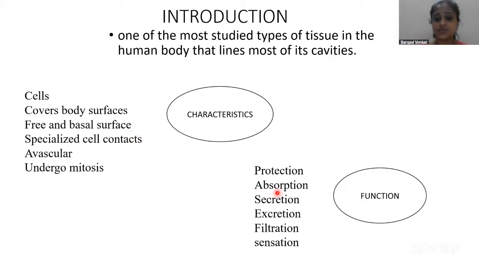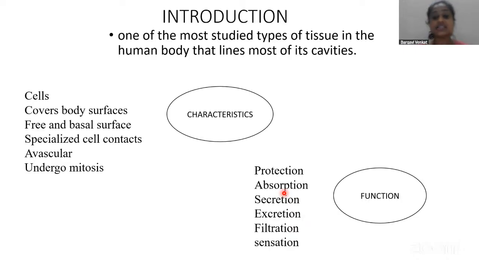Next is absorption. For example, if you take your intestinal epithelium, when your digested food products pass through the intestine, it's very obvious your vitamins and minerals passing through are going to get absorbed, and then your waste products will be excreted, right? So that absorption will be taken care of by your intestinal epithelial cells. I'm just giving the intestine as an example.